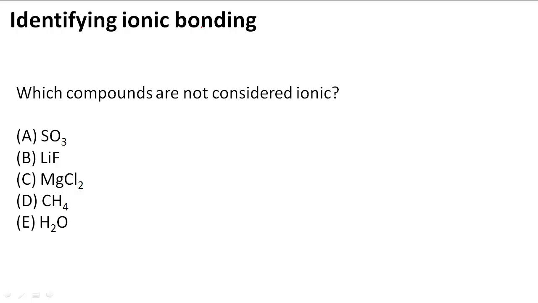Identifying ionic bonding. In this example problem, it says which compounds are not considered ionic. So remember, ionic bonds usually happen between metals and nonmetals, so that's a clue, but based mostly on their electronegativities. We have to remember that's because they're based on electronegativities, not necessarily the name metals or the name nonmetals. It's because of the electronegativities that ionic bonding happens.